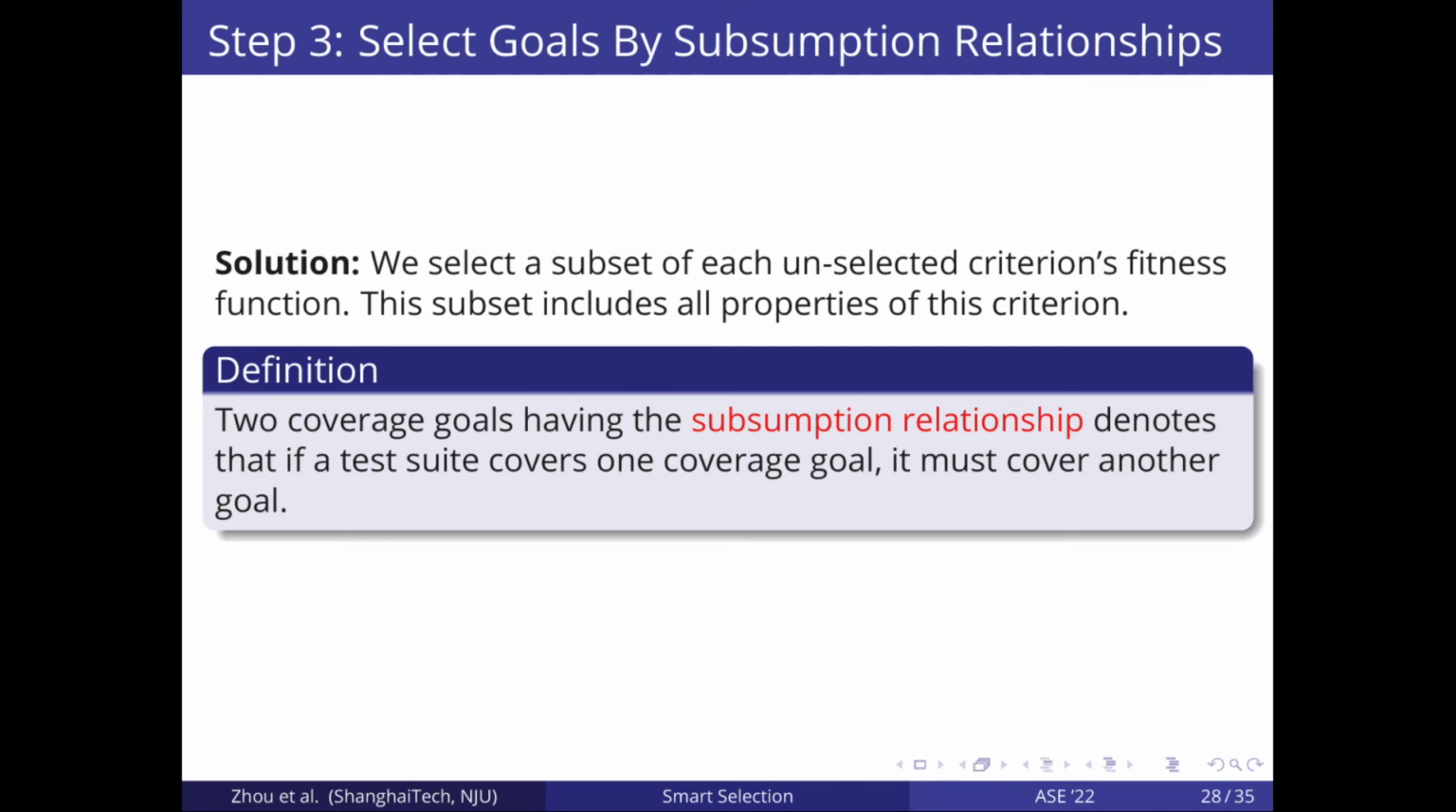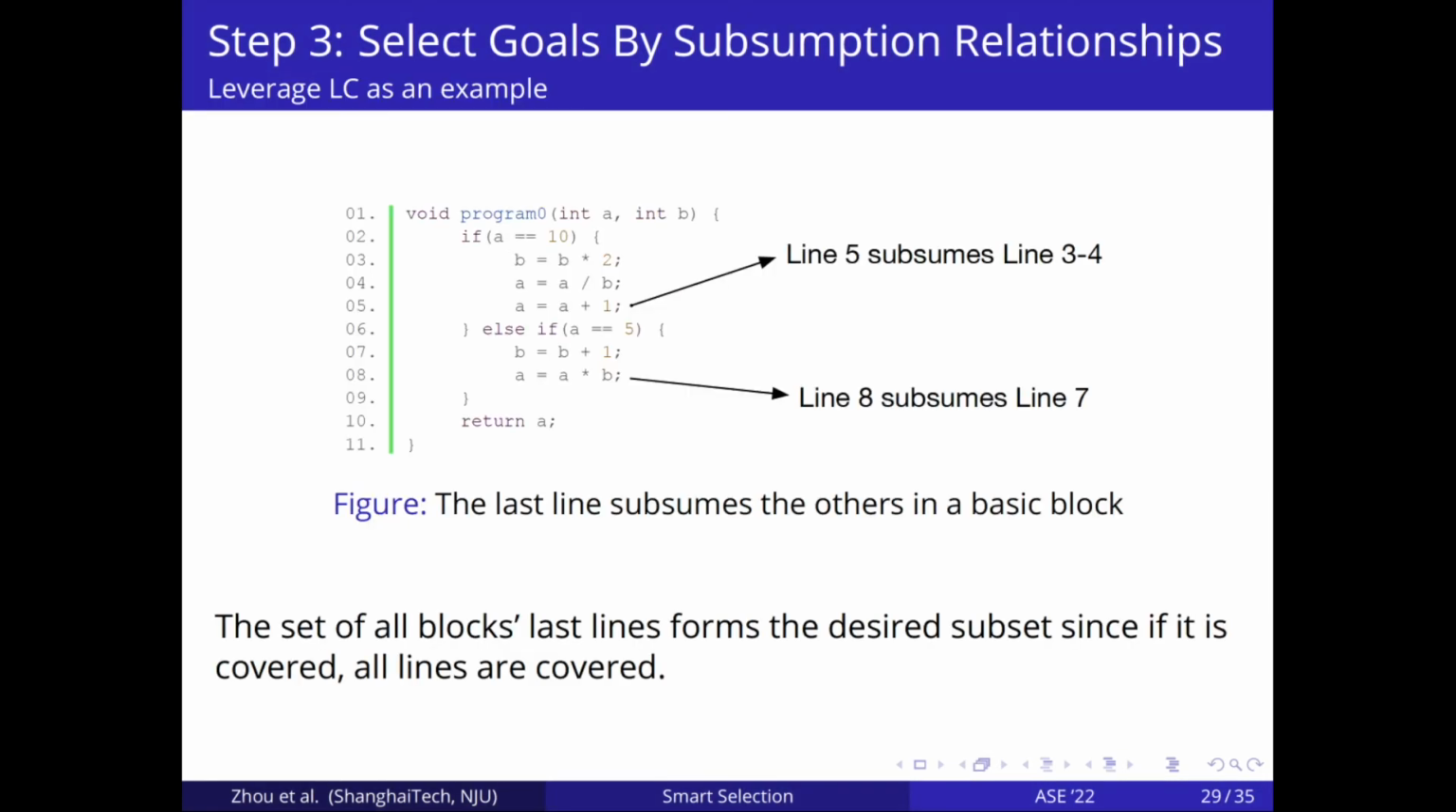Here is its definition. Two coverage goals having a subsumption relationship denotes that if a test covers one goal, it must cover another goal. We leverage line coverage to explain this concept. Here is a program. We can say that lines 3, 4, and 5 form a basic block. In such a basic block, the last line subsumes the others. That is, line 5 subsumes lines 3 and 4, which means that if a test covers line 5, it definitely covers lines 3 and 4.